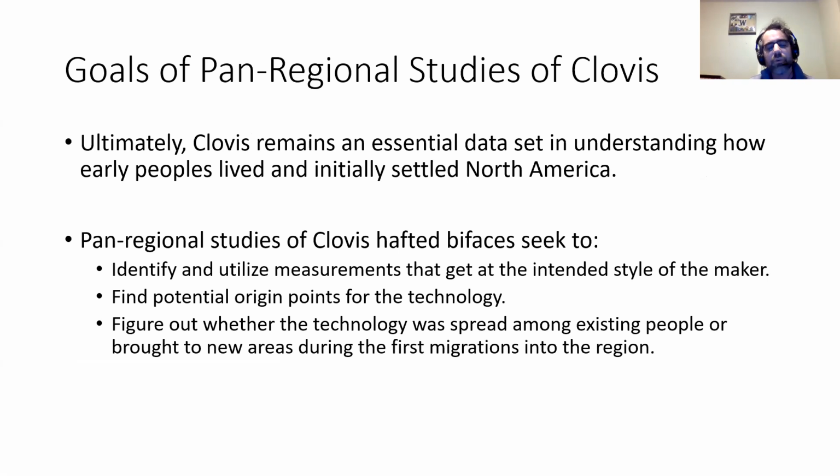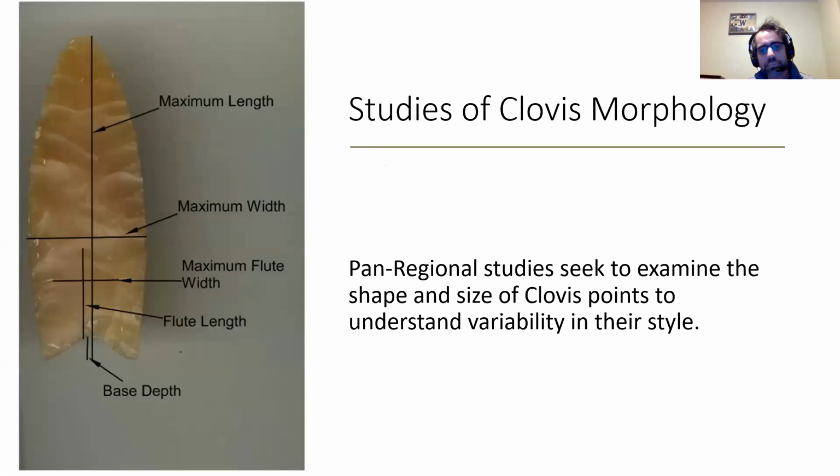Ultimately, Clovis remains an essential data set in understanding how the earliest peoples lived and initially settled many parts of North America. So these pan-regional studies of Clovis seek to identify and utilize measurements that get at the intended style of the maker. We try to look at variation in the style and accumulated copy error in an effort to find potential origin points for the technology. Additionally, we seek to figure out whether the technology was spread among already existing people as an idea moving from hunter-gatherer group to hunter-gatherer group, or brought to new areas during the first migrations into some of these regions in North America. So ultimately, pan-regional studies such as the ones I do, and that are very popular in American archaeology right now, seek to examine the shape and size, the morphology of Clovis points, to understand variability in their style.